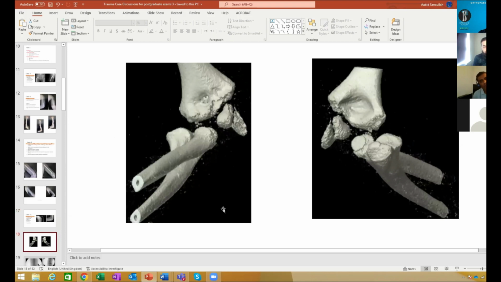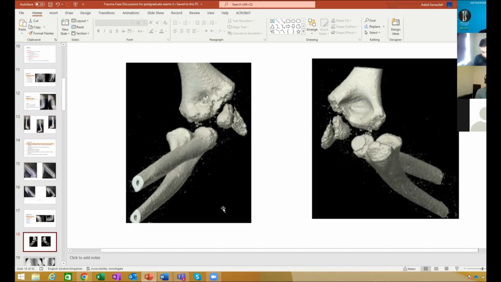We got the CT scan now. So looking at the CT scan, I think there is a fragment of the capitulum as well as the lateral epicondyle. I'm not entirely sure about the radial head and olecranon. Okay, so the radial head and olecranon are intact. So there are at least two fragments for the lateral condyle, potentially capitulum and lateral epicondyle.